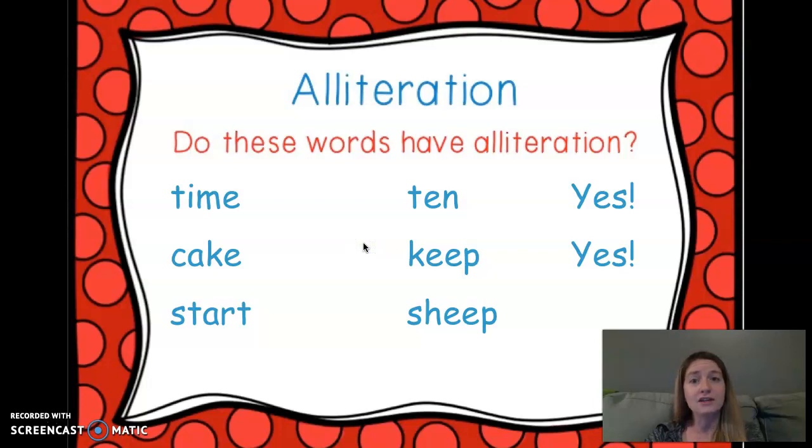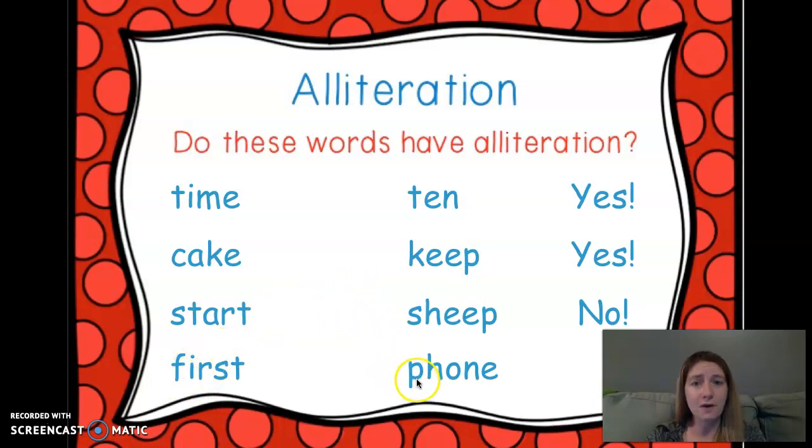Start and sheep. Start, sheep. You can almost pay attention to what your mouth's doing. You can look at my mouth or say it. Ready? Start and sheep. Do those words have alliteration? No. They both start with S, but they make different sounds because of the letter that comes after them. So they do not have alliteration.